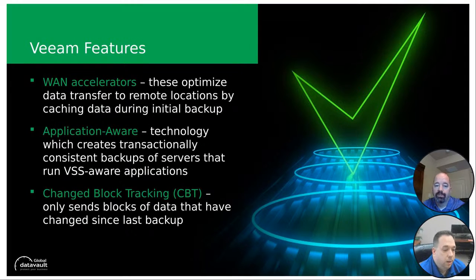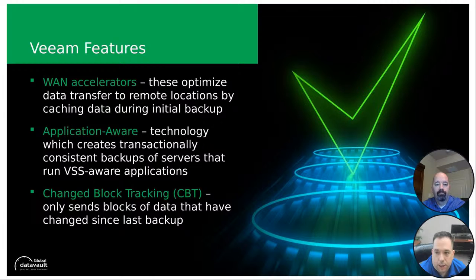I'm going to skip application aware just a second and go to change block tracking here, because it sort of applies to the whole deduplication and compression thing. So only blocks of data that have changed. How does that work, and what does it do for us?